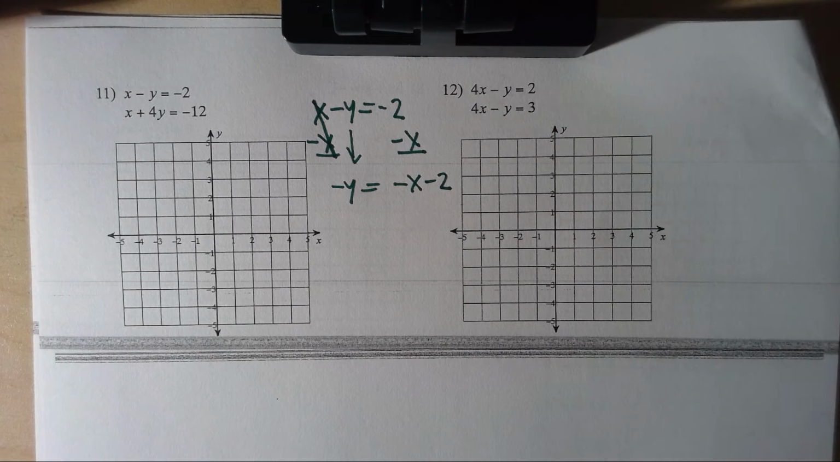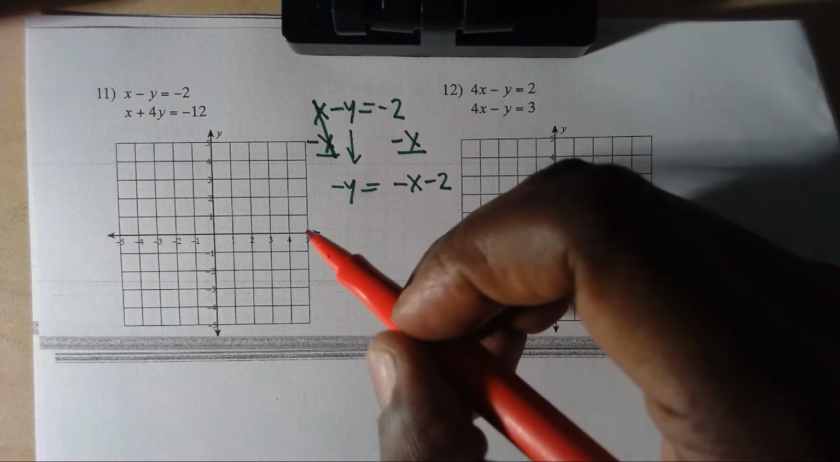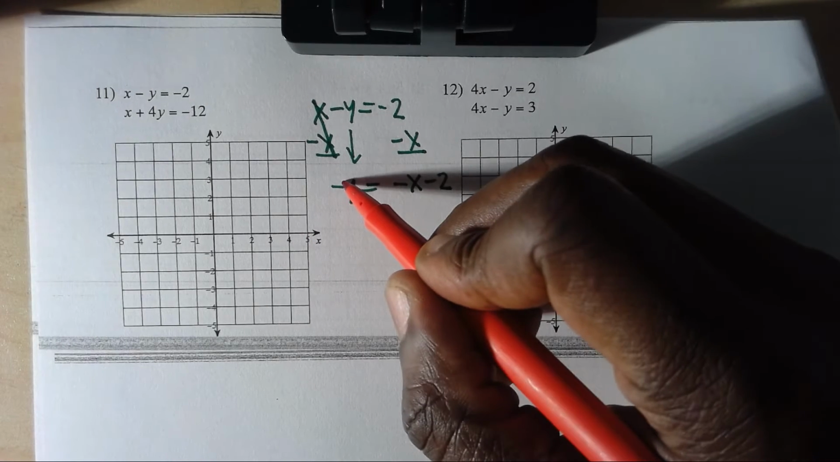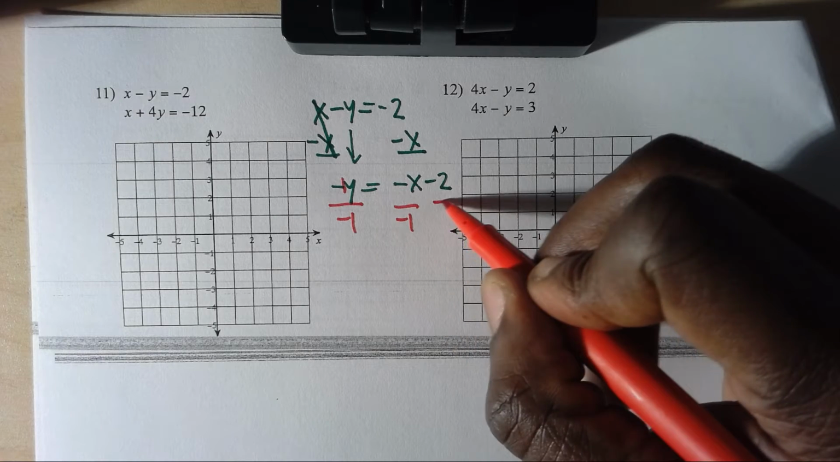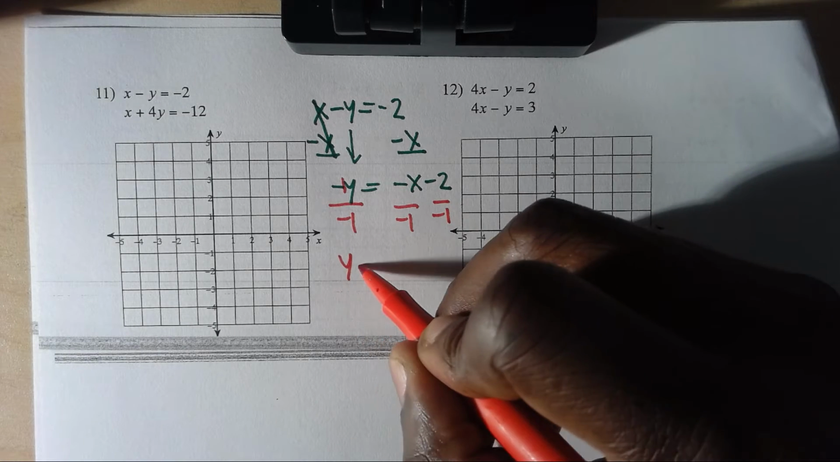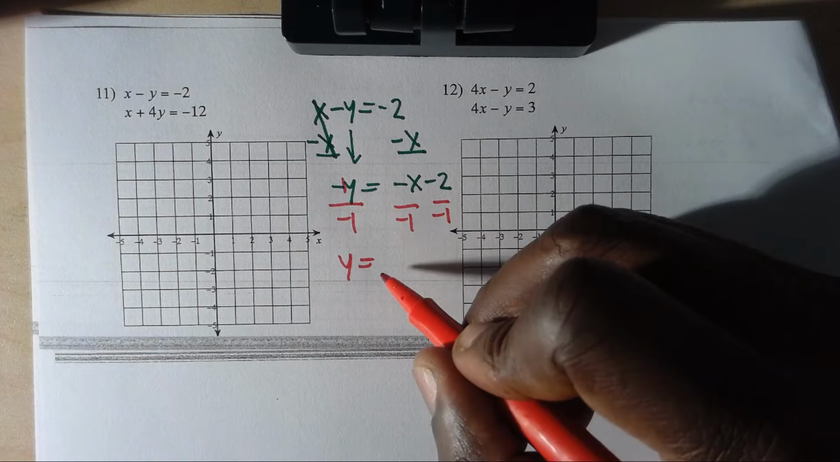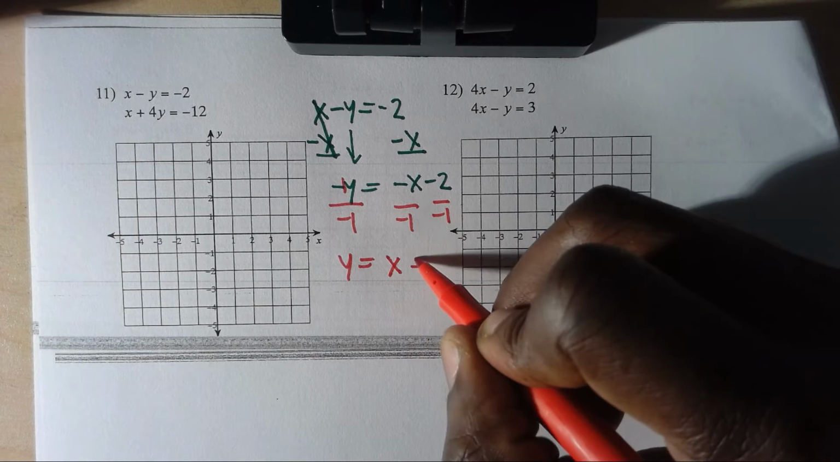Next, from here, since I want positive 1y, and whenever we see a minus, there's really a -1 there, I'm dividing by -1. Divided by -1. So you're going to get y equals negative over negative is positive x plus 2.